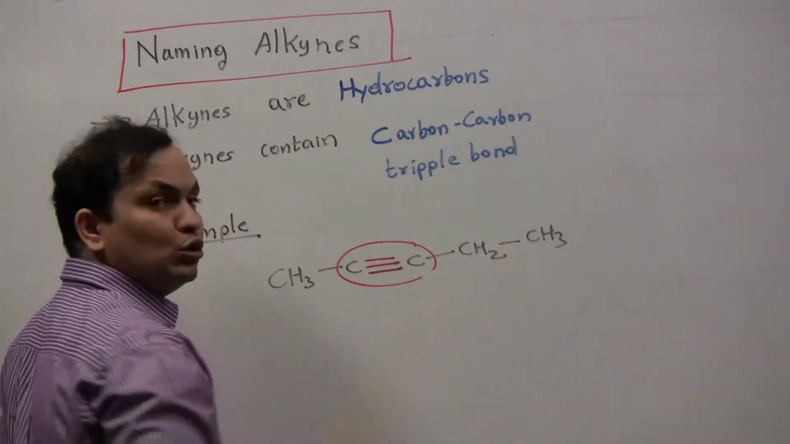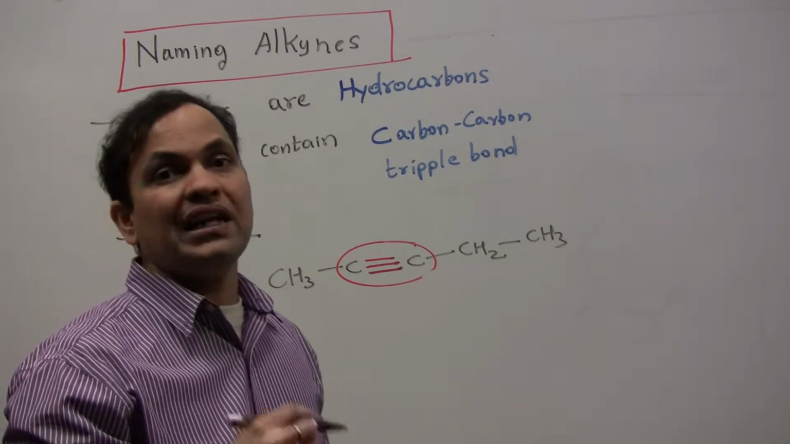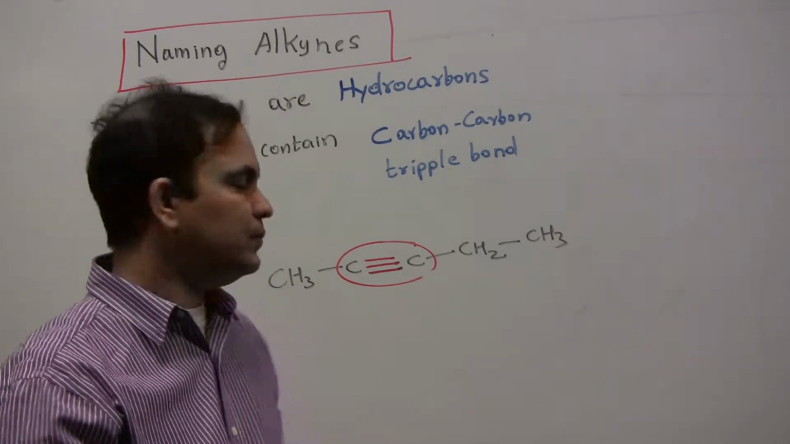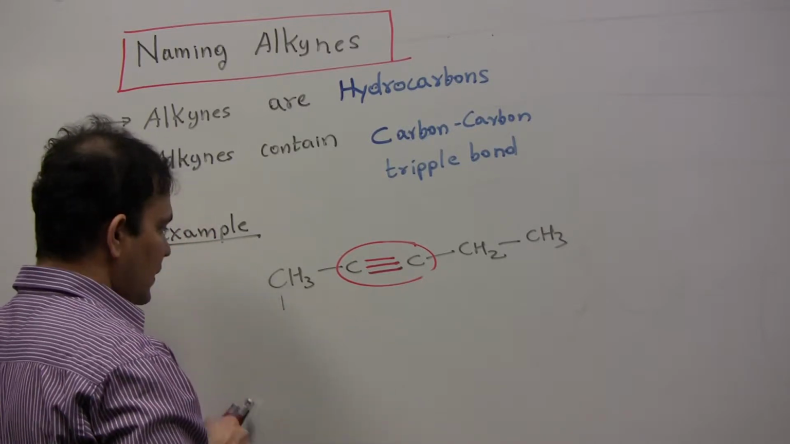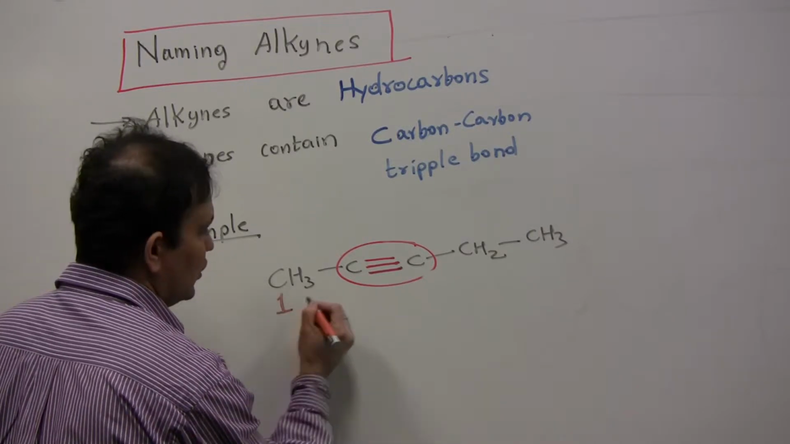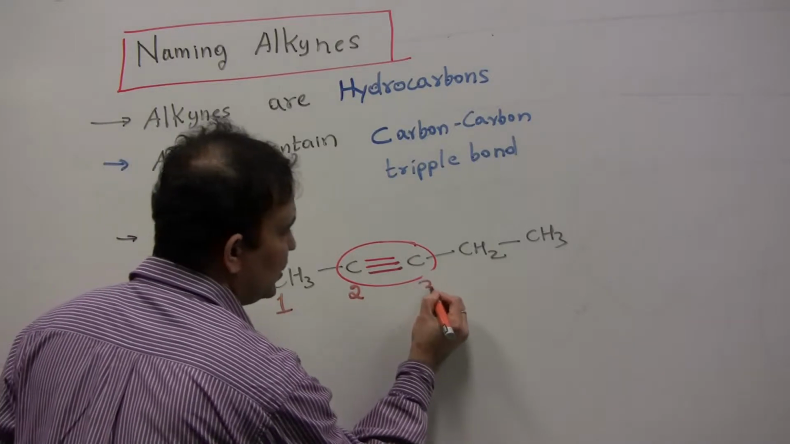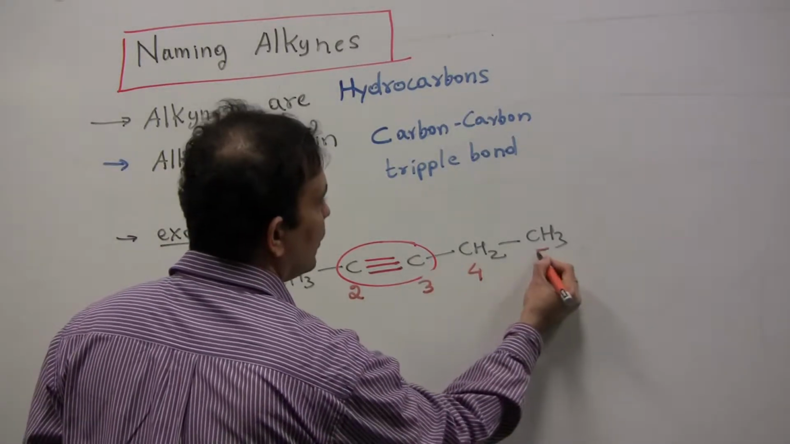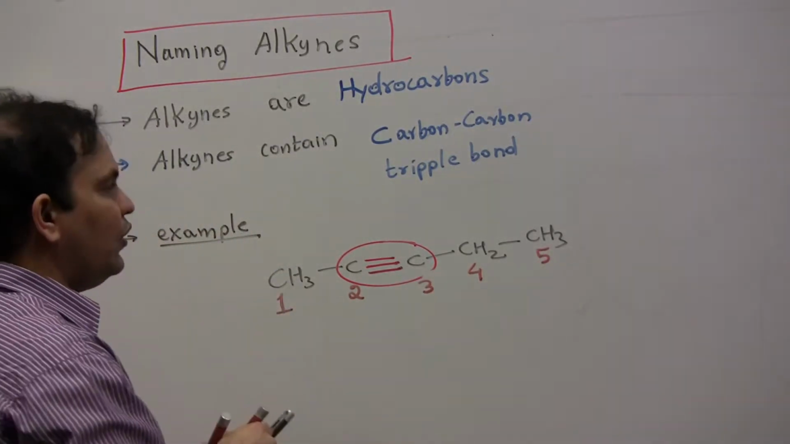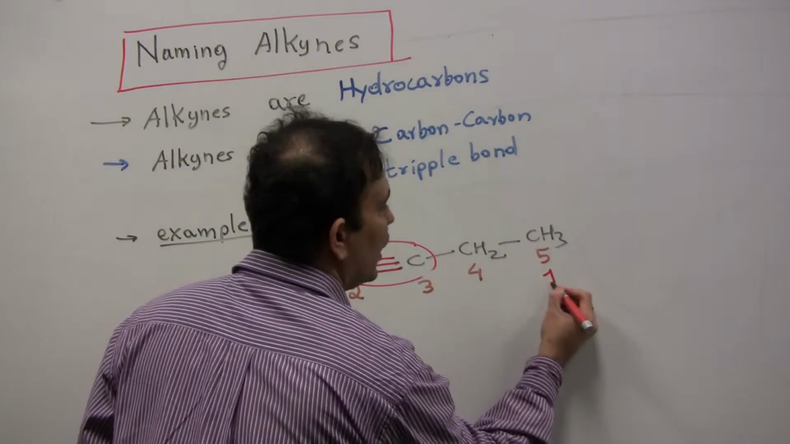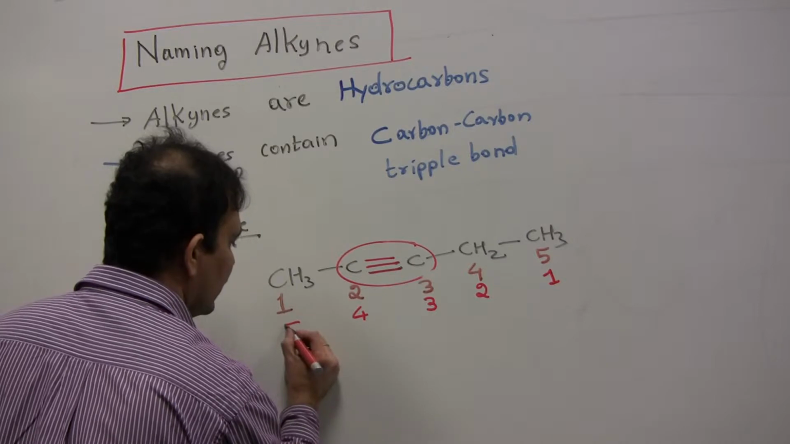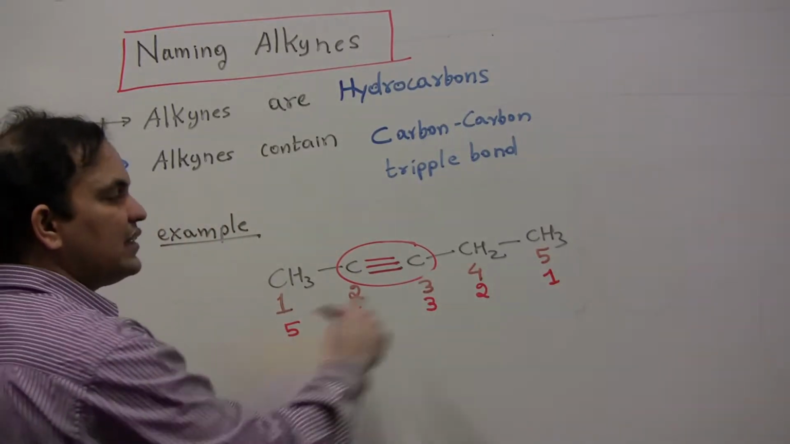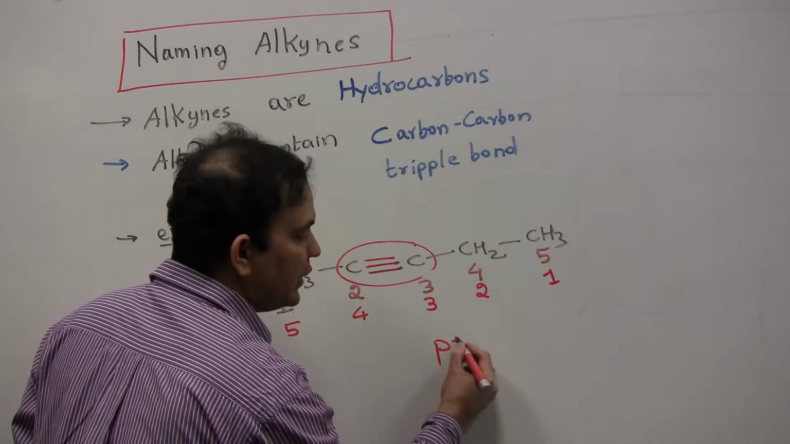When we are naming it, you should choose the longest carbon chain by giving priority to the triple bond. Now the longest carbon chain can be 1, 2, 3, 4, 5. Or if we start from here, it will be 1, 2, 3, 4, 5. So the longest carbon chain has 5 carbon atoms, so we write pent.